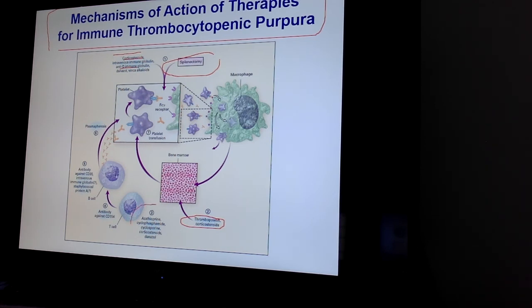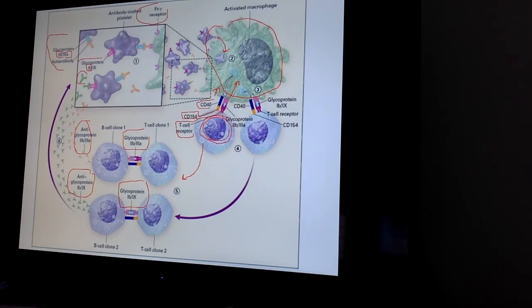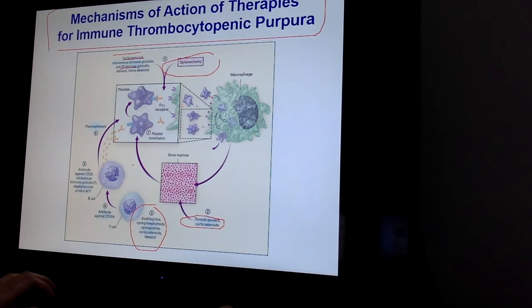You have some non-specific immunosuppressives, like corticosteroid, azathioprine, and cyclophosphamide. These are the biological, immunological mechanisms. Sometimes they use antibody against CD154, which I explained in this picture, which is found within the T cell that is recognized within the macrophage. And also we have antibody against CD20, which is found within the B cell, okay? But still they didn't use it.